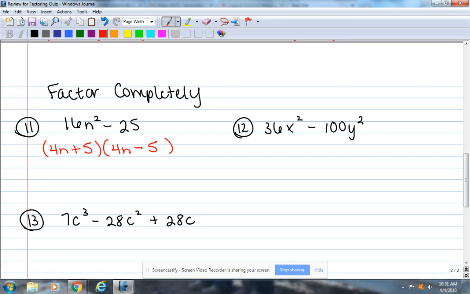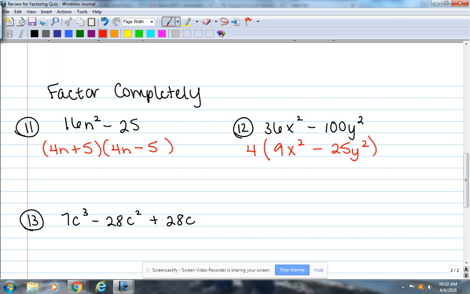All right, number 12. What do I do first? GCF. GCF comes first, always, always, always. So what is the GCF between 36 and 100? 2. There's a bigger one. 4. It's 4. Do they have a variable in common? No, so just 4 is the GCF. So let's factor out a 4 and we get what? What times 4 is 36? So that's 9x squared. We already had that number a while ago, right? 9 times 4 is 36. And what times 4 is 100? 25y squared.